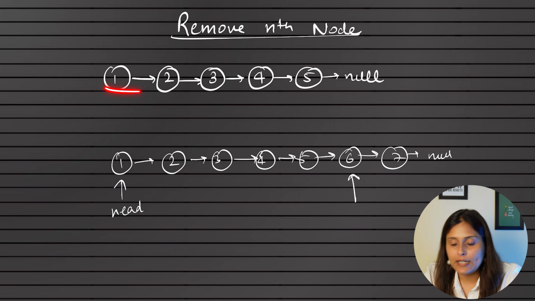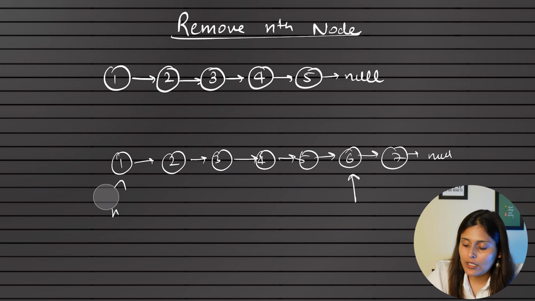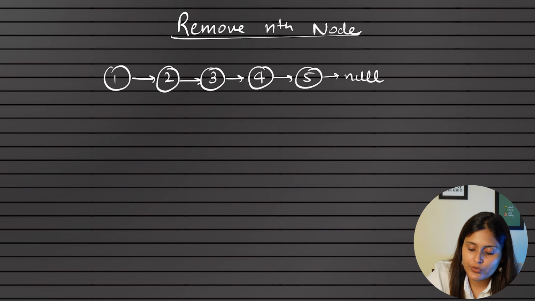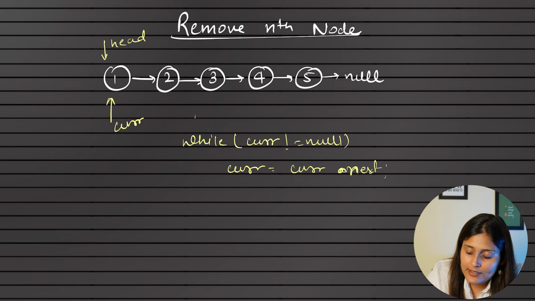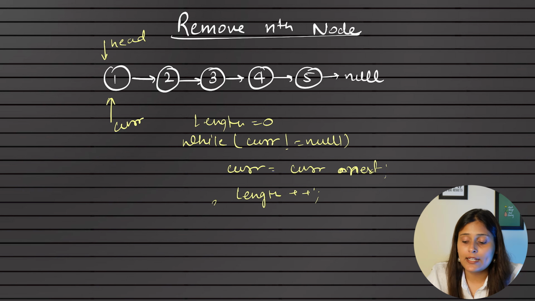So how to calculate the length? Definitely, you know the head you cannot move, so head will be as it is. You will take an alias current and write a while loop while current is not equal to null. Keep moving current to current dot next, and let's say you are counting the length. So initialize your length with 0, and inside the while loop you have to do length plus plus, and that's it. So initially your current is here.